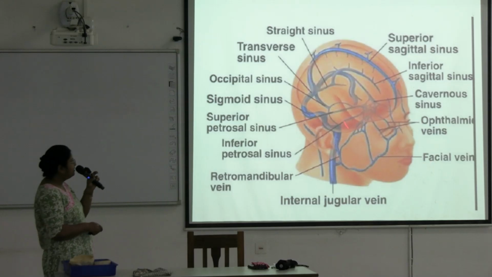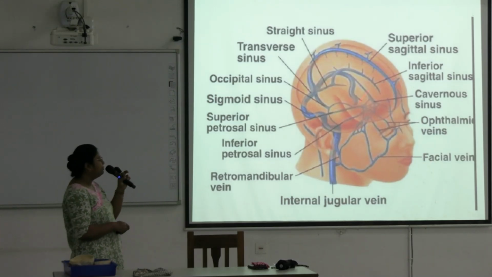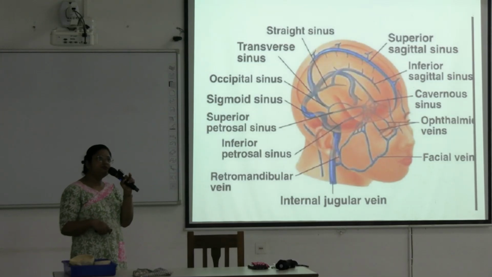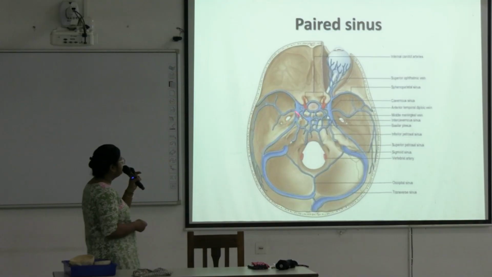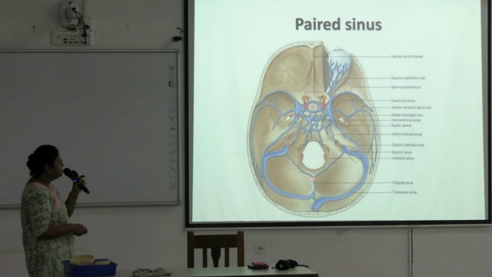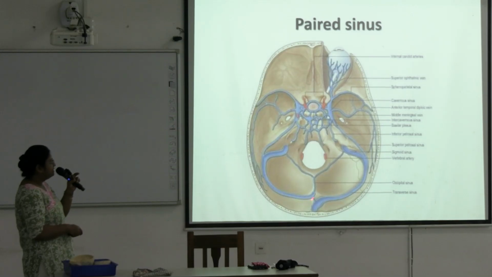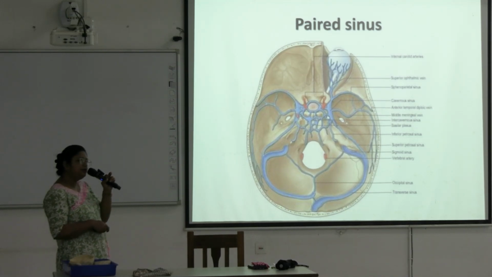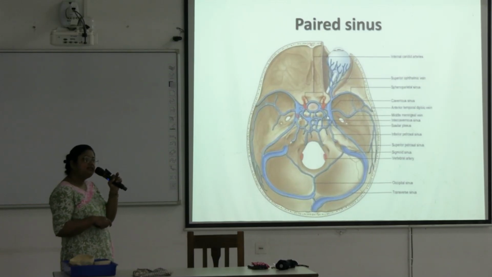That's why the cavernous sinus is important, because thrombosis is very common here, and important nerves and arteries are passing through the cavernous sinus. Next, see here, this is the confluence of sinuses at the internal occipital protuberance. Here is the internal occipital crest, here lies the occipital sinus. These are the two transverse sinuses. Right one is continuation of superior sagittal sinus, and left one is continuation of the straight sinus.